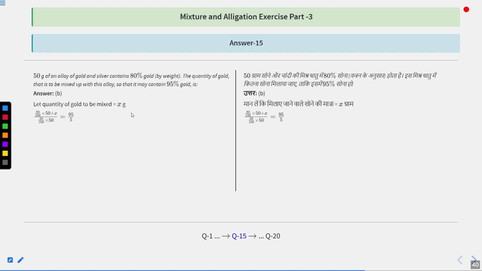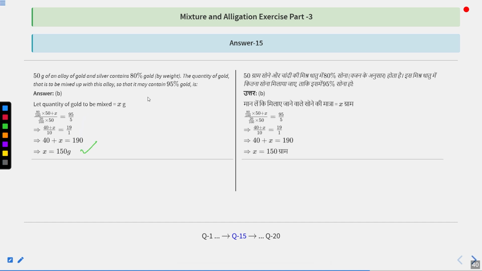So we use the alligation formula: 80 upon 100 multiplied by 50 plus x, upon 20 upon 100 into 50, is equal to 95 upon 5. We can write it because it contains 95% gold, so 5% another alloy. Now this ratio is equal. So when we calculate it, we get the value of x, which is 150 gram.